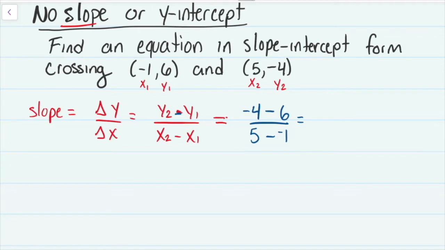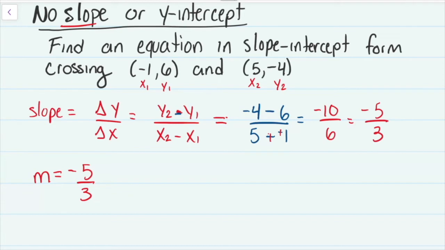Well, what's -4 minus 6? That's simply a -10. And what's up with a negative and a negative? That makes it positive. So 5 plus 1 is 6. If we were to reduce this, I think I can divide both by 2. That will be a -5 over 3. Well, we got ourselves a slope. Our slope, letter M, stands for -5 over 3.